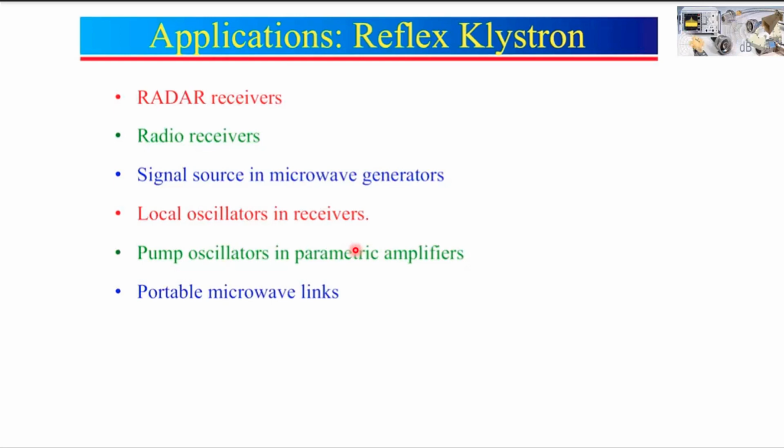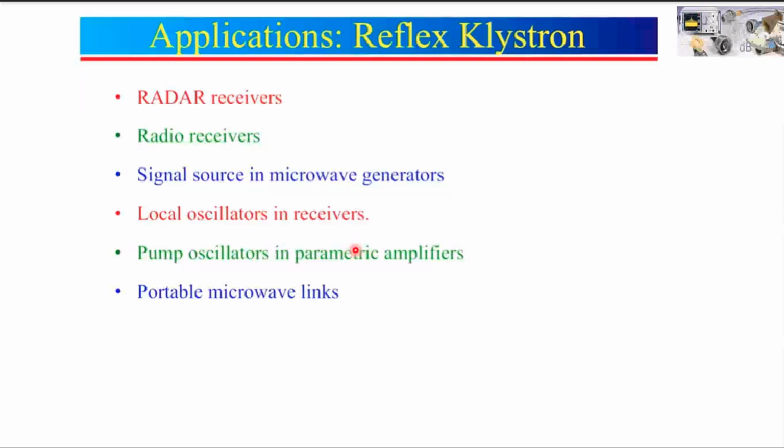So what are the basic applications of reflex klystrons? They are used in radar receivers. They can be used in radio receivers or as a signal source in microwave generators. They are also used in local oscillators and receivers, or as pump oscillators in parametric amplifiers. And these are also used in portable microwave links. So these are all applications of your reflex klystrons.